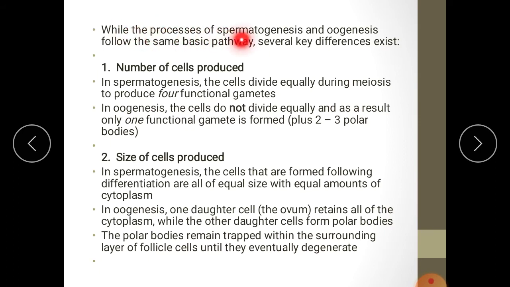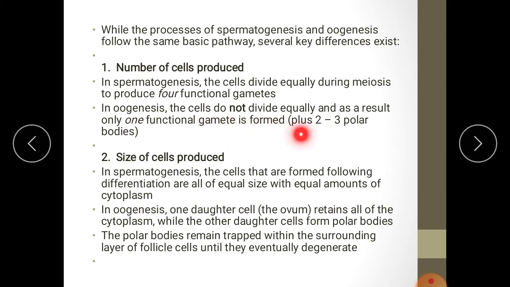While the processes of spermatogenesis and oogenesis follow the same basic pathway, several key differences exist between these two. What are the key differences? Number of cells produced. How many gametes are produced at the end of gametogenesis in males and females? In spermatogenesis, the cells divide equally during meiosis to produce 4 functional gametes. In oogenesis, the cells do not divide equally and as a result, only one functional gamete is formed.